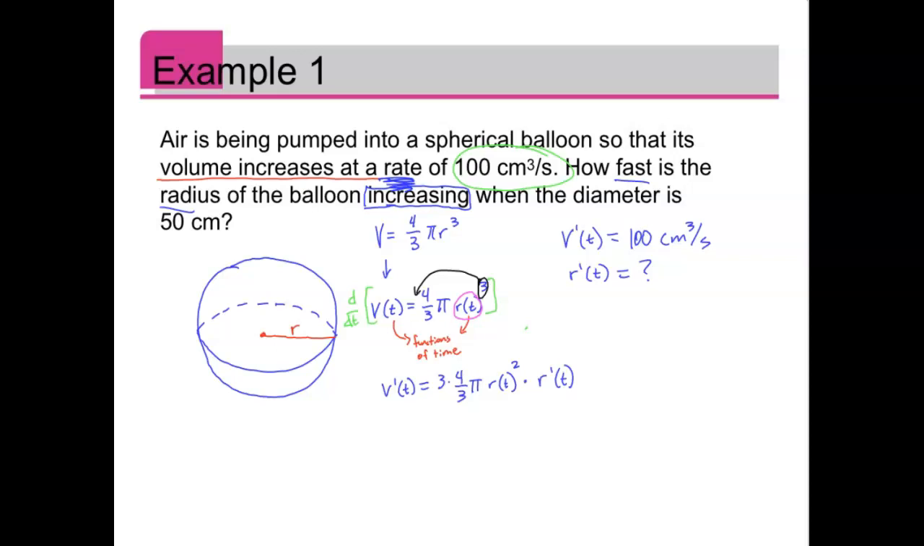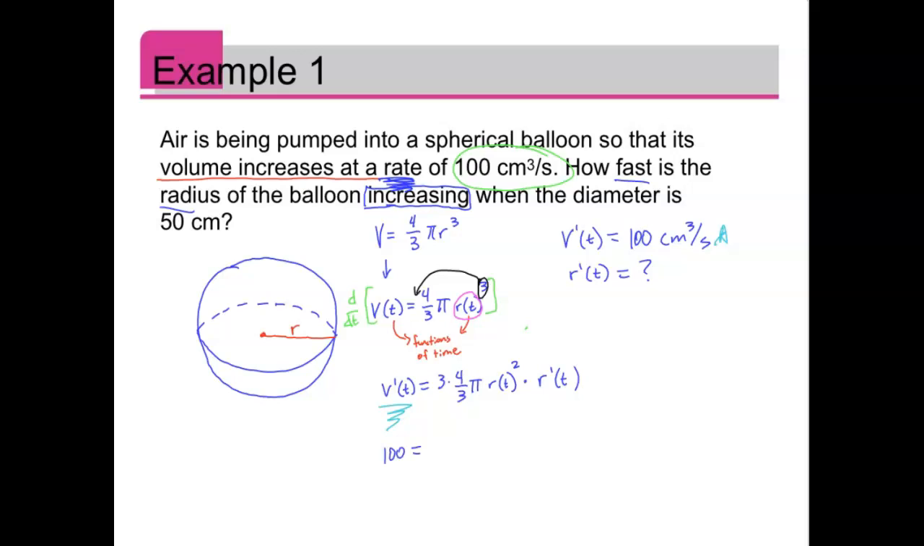So times r prime of t. Great. So now we have an equation that involves the unknown quantity that we're actually looking to solve for, right? Which is the r prime. So once you have that, you want to fill in everything else with numbers and isolate r prime. So I need to be able to fill in everything with numbers. Do I know, and this is where I'm going to ask for some participation in the chat, do I have a value that I can replace v prime with? $100, great. That's exactly right. We're given that v prime is 100, so I'll just plug in 100 there.